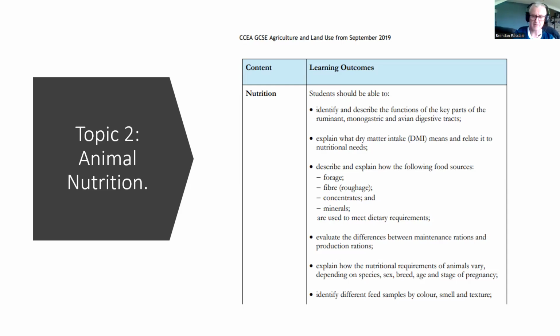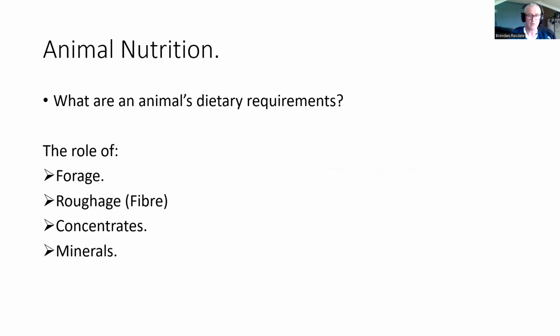Okay. Two different types of rations. You should know what a maintenance ration is and a production ration, and you should know when they need to be different. Age, work, lactation, pregnancy, all those sorts of roles play a part. Sorry, that's dealt with in the second last bullet point. And then we'll identify feed samples. You'll have to identify the pictures of them. We'll come to that.